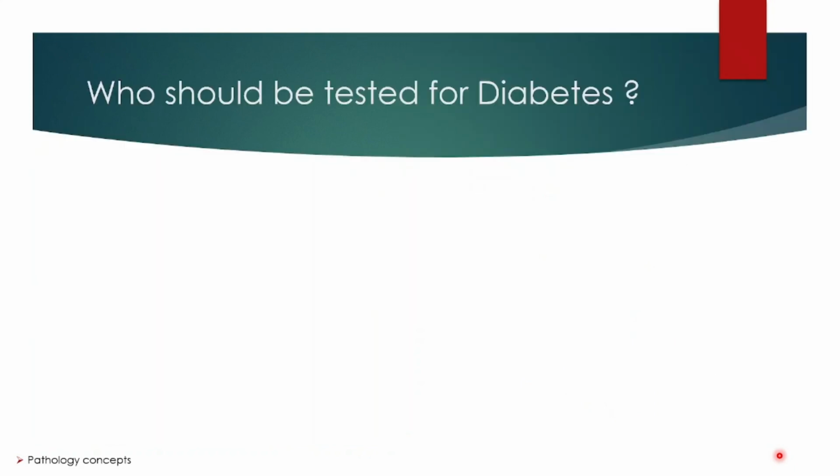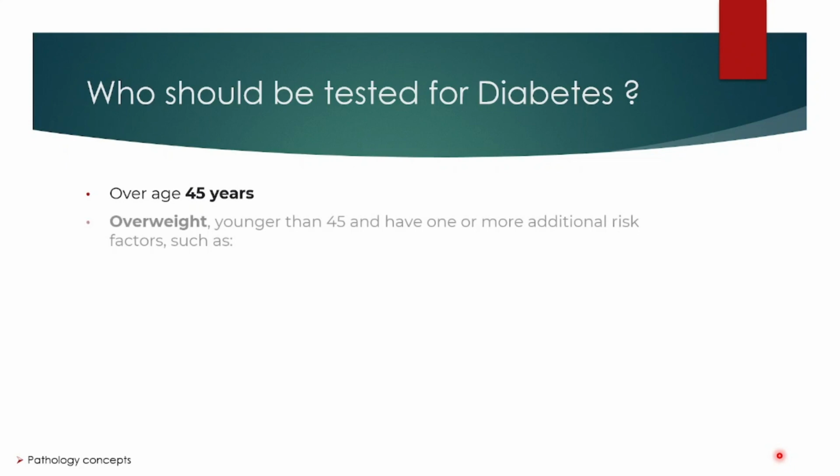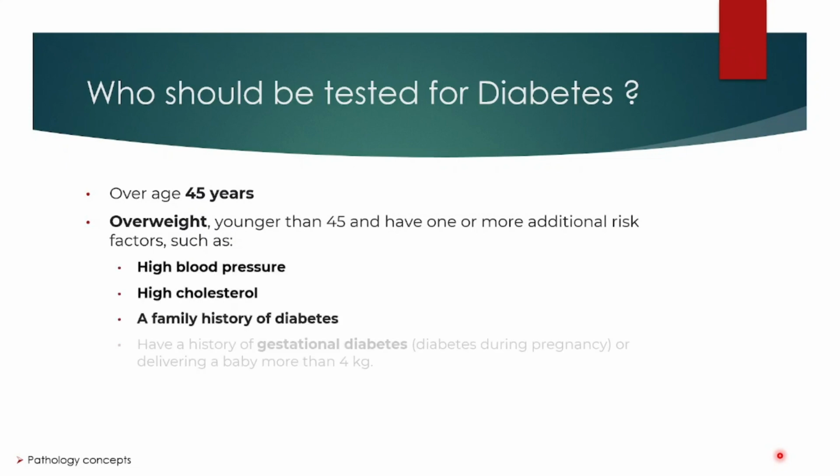Who should be tested for diabetes? Those whose age is more than 45 years, who are overweight, or younger than 45 and have one or more additional risk factors such as high blood pressure, high cholesterol, family history of diabetes, a history of gestational diabetes, or delivering a baby more than 4 kg.